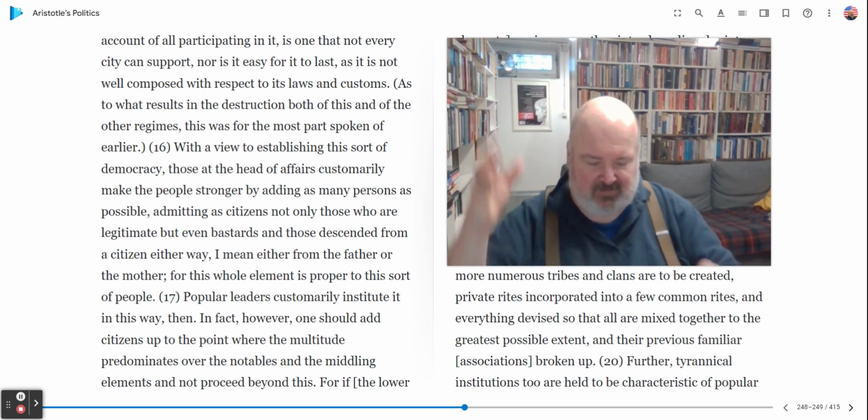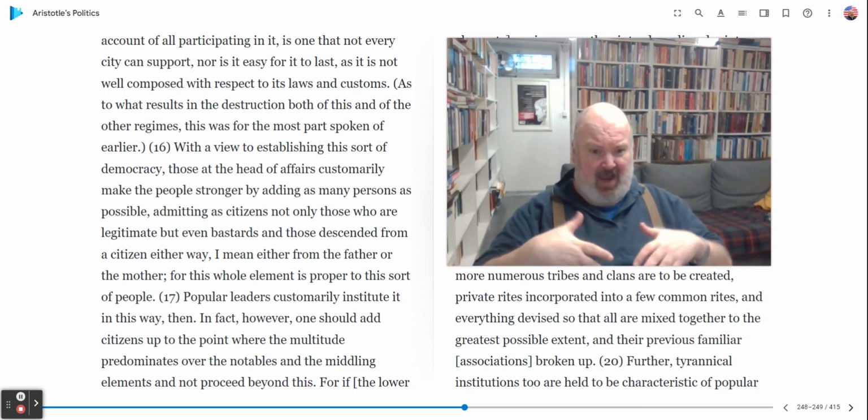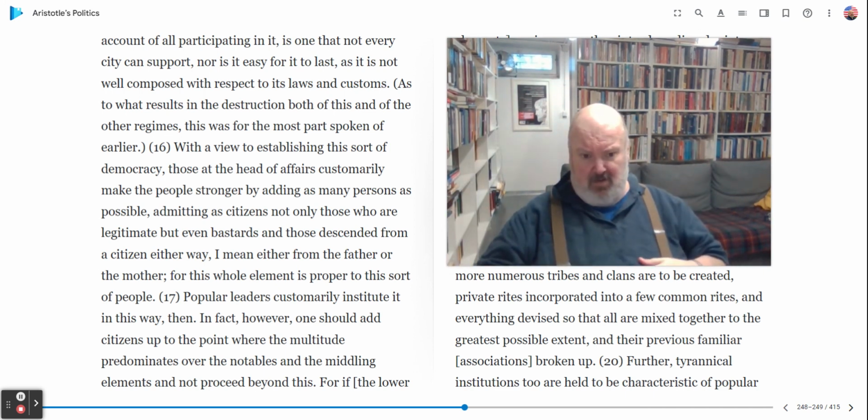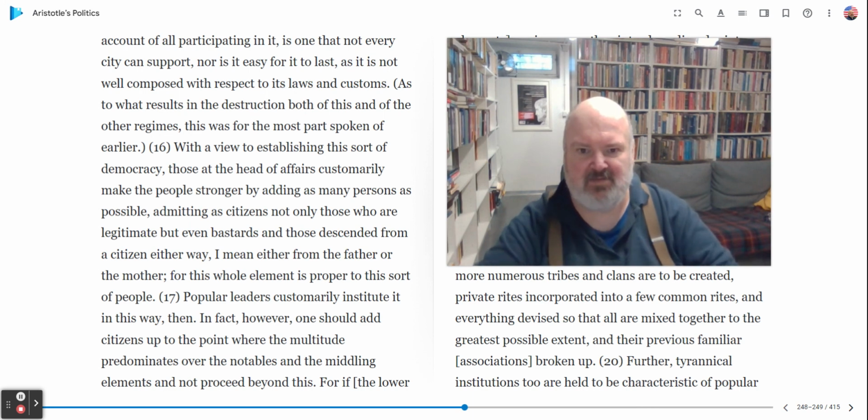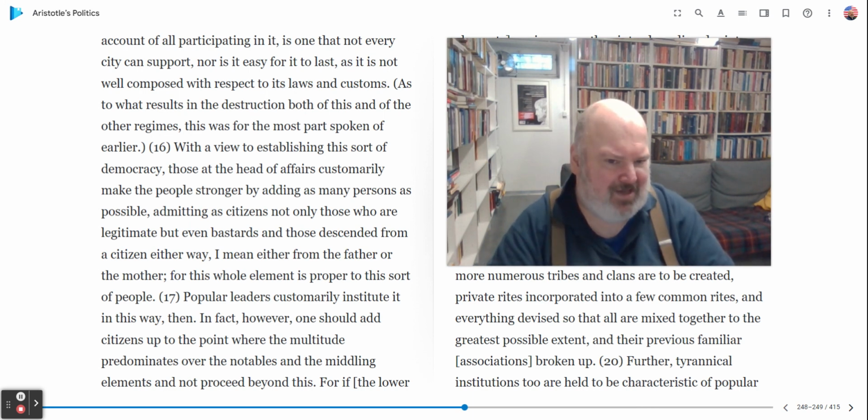In other words, the final, last democracy. Everyone participates in it. He says that this is one that not every city can support, nor is it easy for it to last, as it is not well composed with respect to both its laws and customs. In other words, the last democracy just is not going to last long.